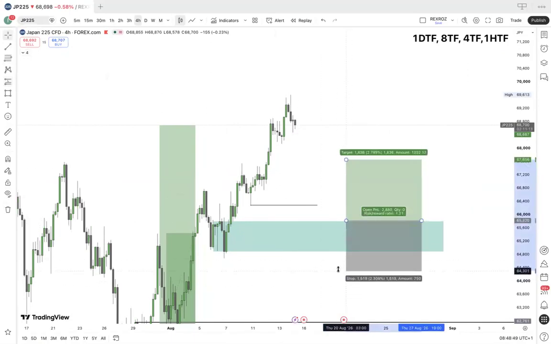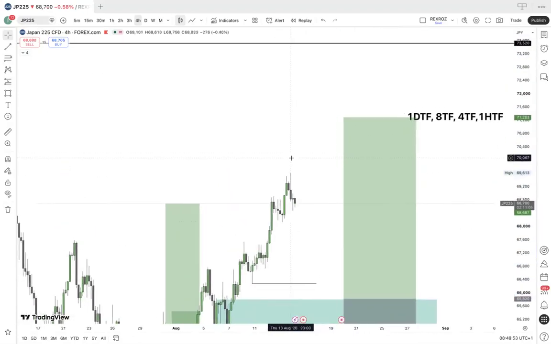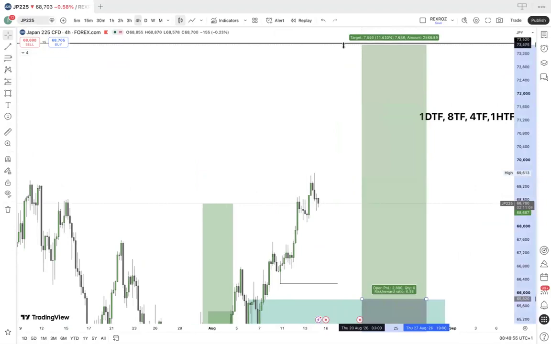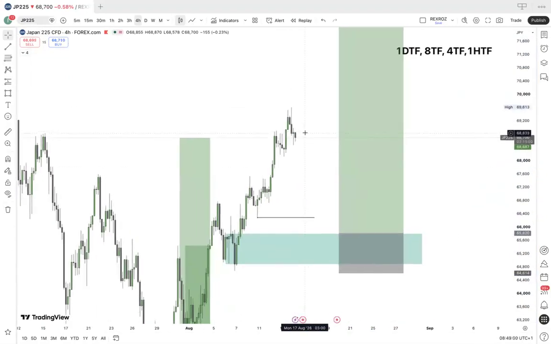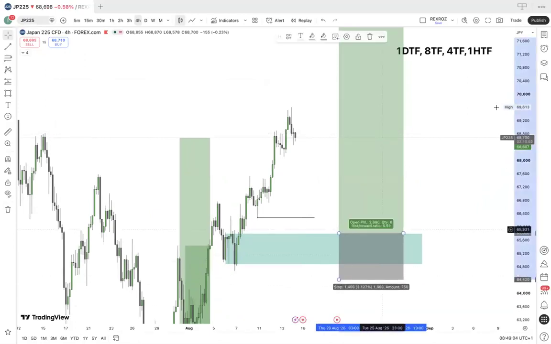Get what I mean? Stop loss below the lows. I'm still targeting the overall daily target. Now this is a daily level right here. I'm still targeting this place. So if it should pull down there, then I'm very, very happy. I'll take my buys, apply risk management, and just see how it plays out. Give it a breathing space as well. So it is what it is.